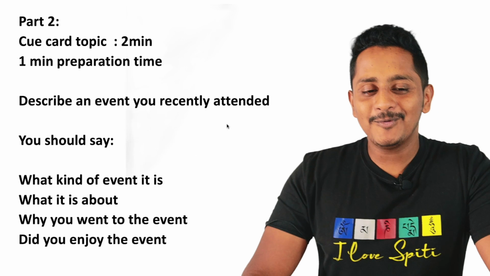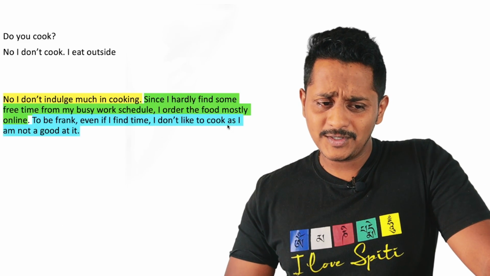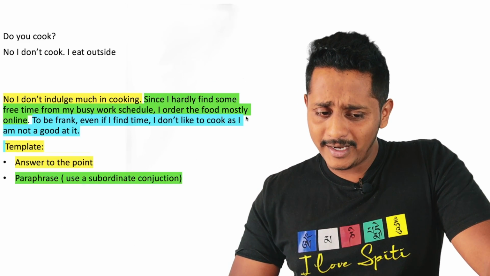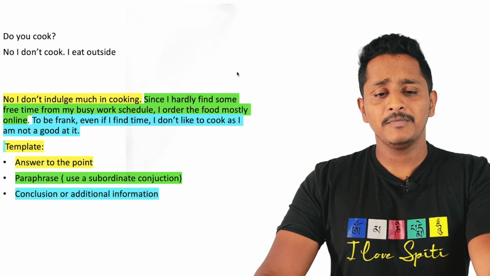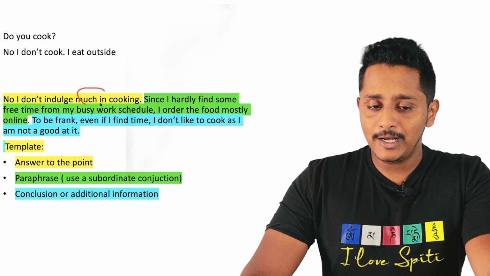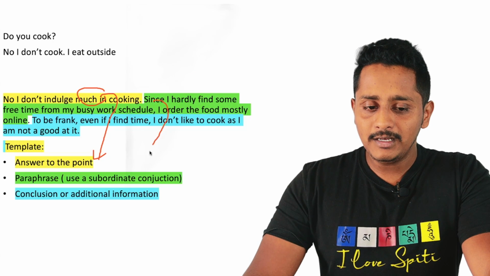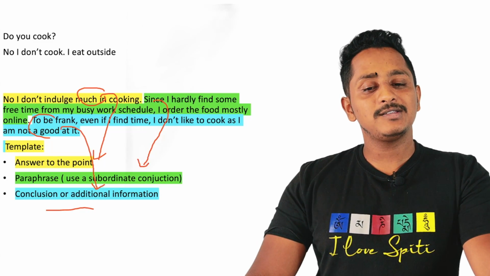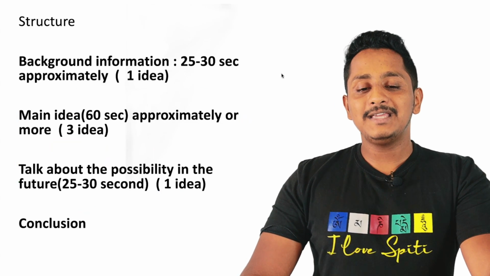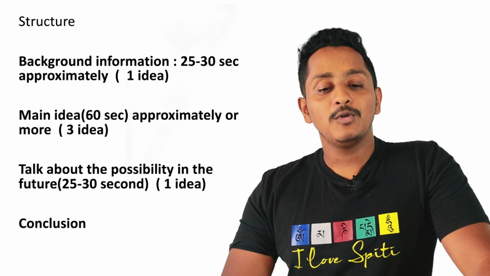So, now we will quickly move on to continuation. Here the template is: answer to the point, paraphrase, conclusion or additional information or example. That is exactly what is written. Yellow, answer to the point; green, paraphrase; and the blue one, conclusion or additional information. This is part 1. The same thing we are going to use for part 2.